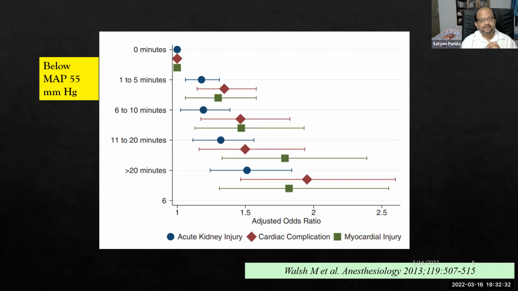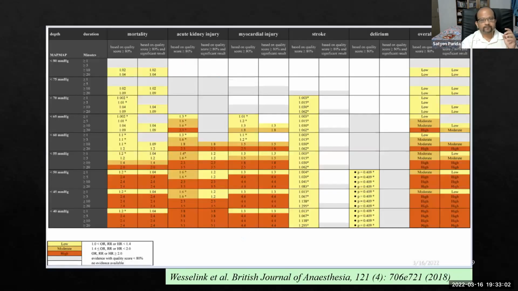And this graph again integrates the concept of looking at both the mean arterial pressure thresholds as well as the overall duration of exposure. So if you look at the graph here, even durations of exposure of as little as 1 to 5 minutes at mean arterial pressures below 55 millimeters of mercury were associated with an escalated odds of more than 30% with regard to acute kidney injury and cardiac complications.